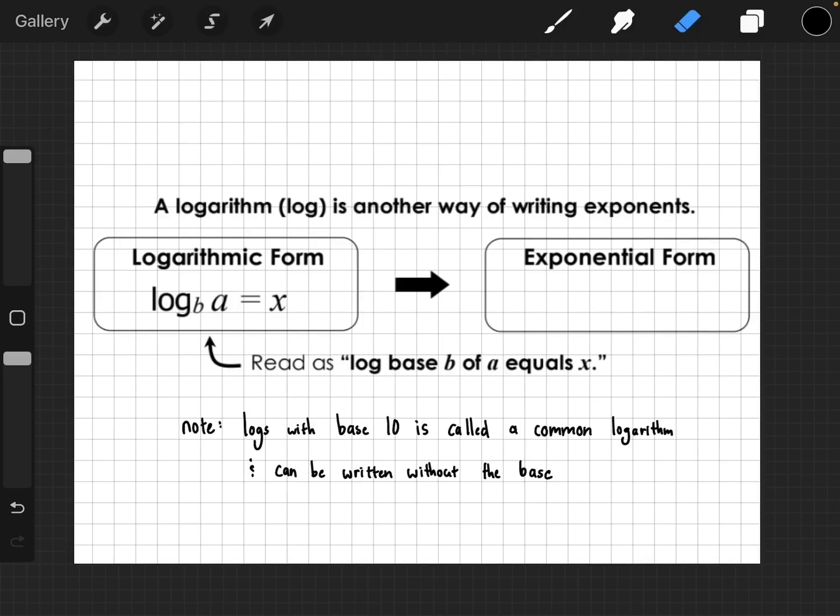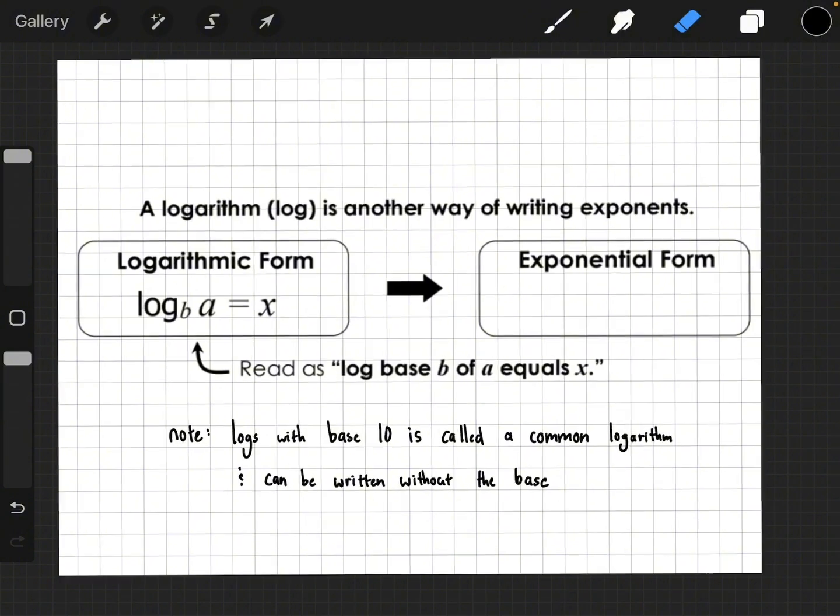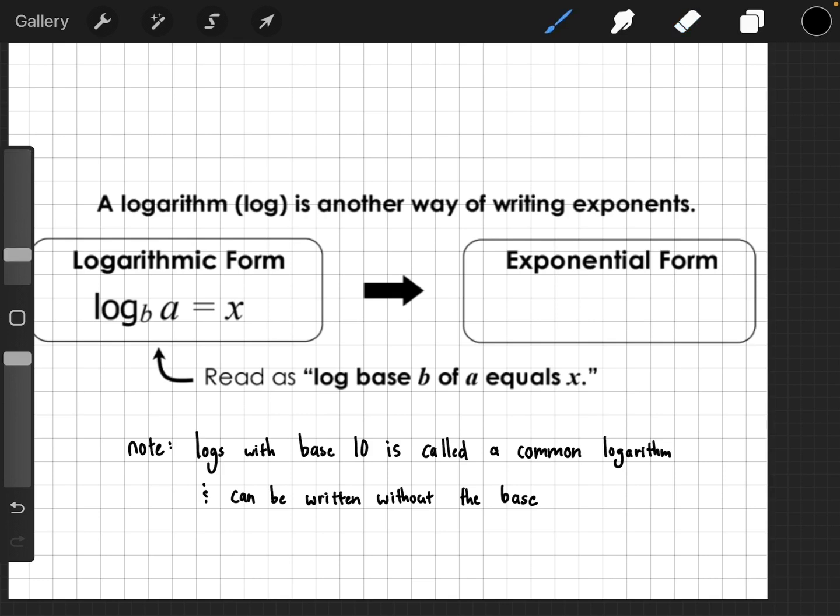This is lesson 6.4, Intro to Logarithms. So what is a logarithm? A logarithm is another way of writing exponents. Here in logarithmic form, we have log base b of a equals x. When you write this in exponential form, it will be written as b to the power of x equals a.